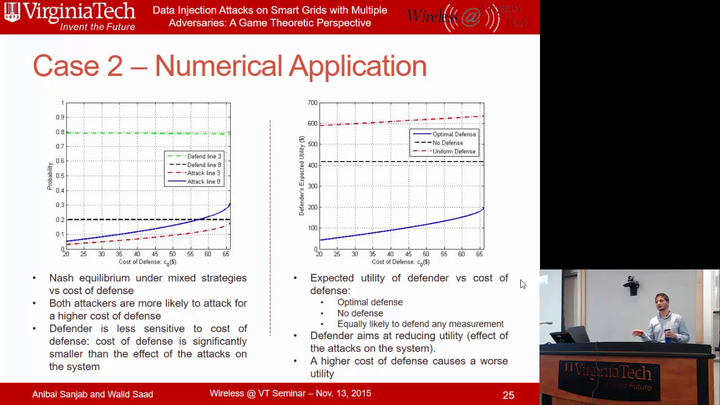The first strategy is choosing not to defend at all, which is given by the dotted black line. And the second strategy, given in dotted red line, says that the defender can just defend any measurement of the system, being equally likely to defend any measurement without thinking much about it. Here we can show that because the defender aims at minimizing its utility function, the optimal strategy that we have derived, the one in blue, is much better than the other two strategies that the defender might want to pick from. Okay?